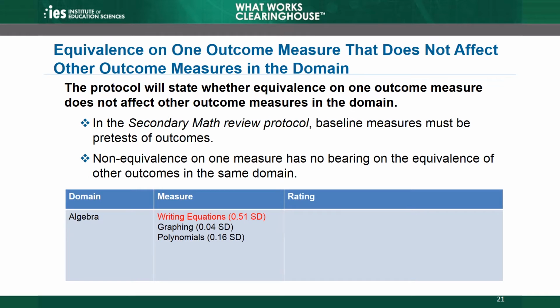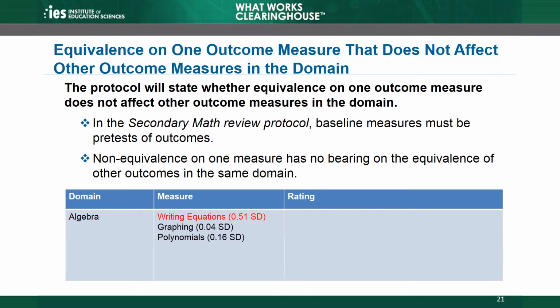Some protocols take a different approach and demonstrate equivalence outcome by outcome instead of domain by domain. These protocols will state that studies must base equivalence on pretests of outcome measures. Under these protocols, non-equivalence of one measure has no bearing on the equivalence of other measures, even those in the same domain. For example, the secondary math review protocol assesses equivalence this way.